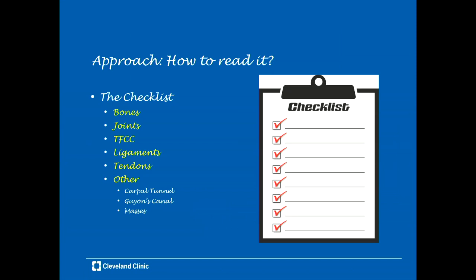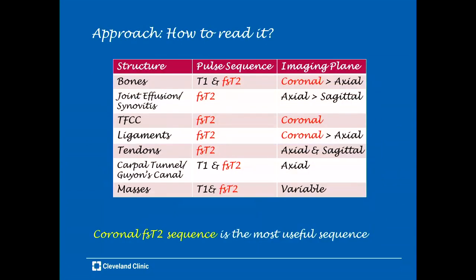The most important thing is to use a checklist. This checklist will include the most common structures that are routinely evaluated on every wrist MRI, and these include the bones, the joints, the triangular fibrocartilage complex, or the TFCC, ligaments, tendons, and other things such as the carpal tunnel, Guyon's canal, and masses.